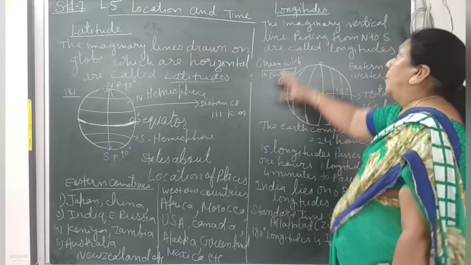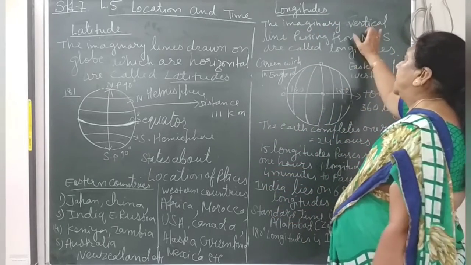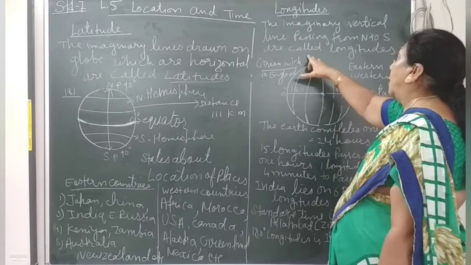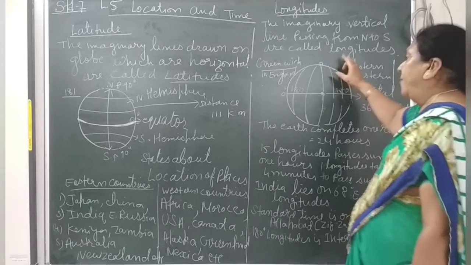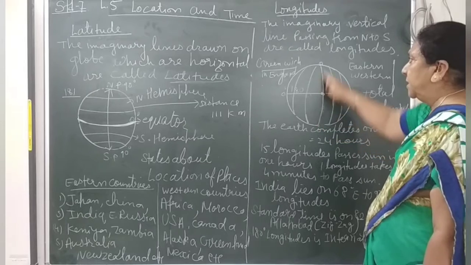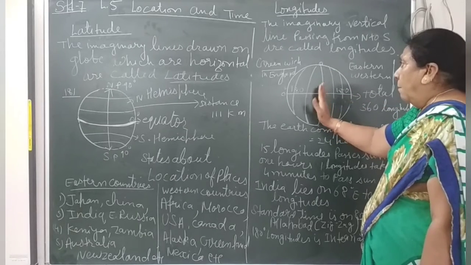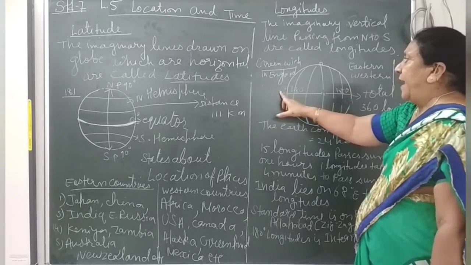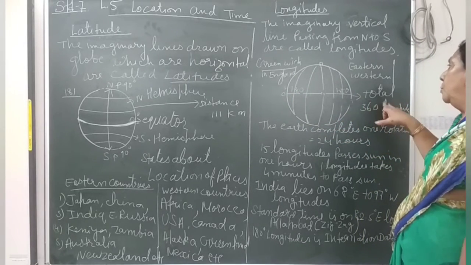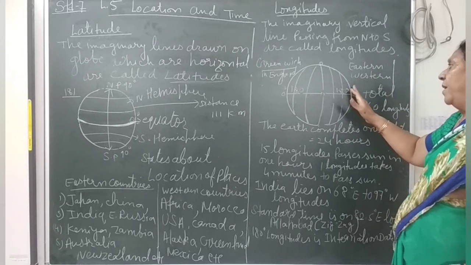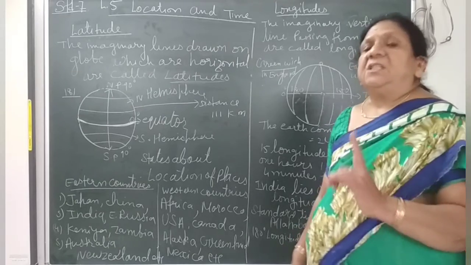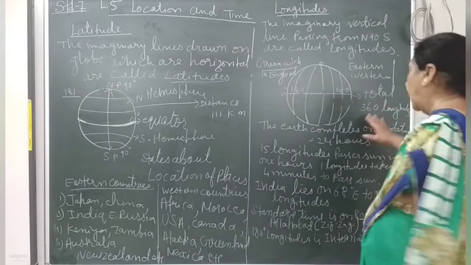Now we can see what longitude is. The imaginary vertical lines from north to south are called longitudes. This is the middle line, also called the prime meridian. From the prime meridian to this end there are 180 longitudes, and from here to the other end there are 180 longitudes, so there are a total of 360 longitudes.